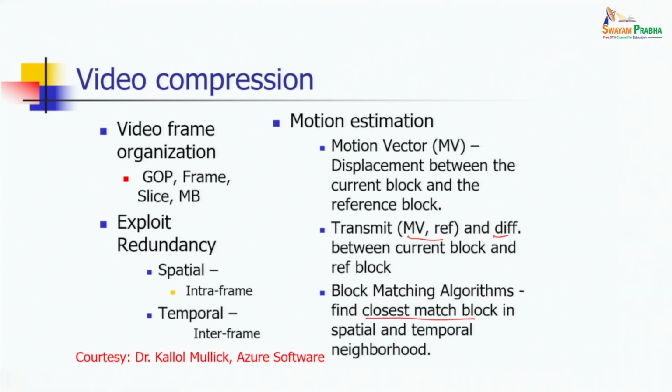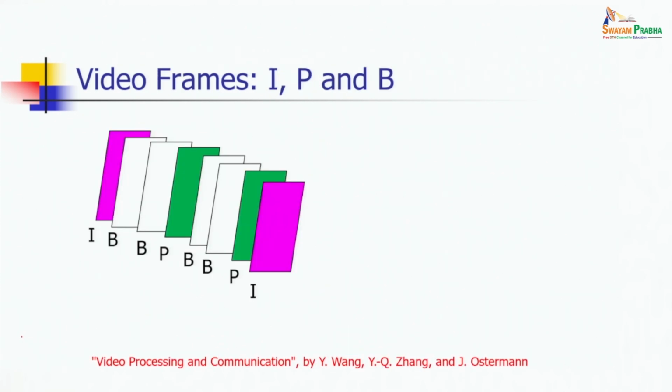Then while performing motion estimation, we have to consider several different types of matching algorithms. That is a major computation: we have to find the closest matching block in the spatial and temporal neighborhood. That is the primary task, and once we find the closest matching block, the offset of the positions gives you the motion vector. Usually in the motion vector we consider only translatory motion, which is mostly followed in videos.